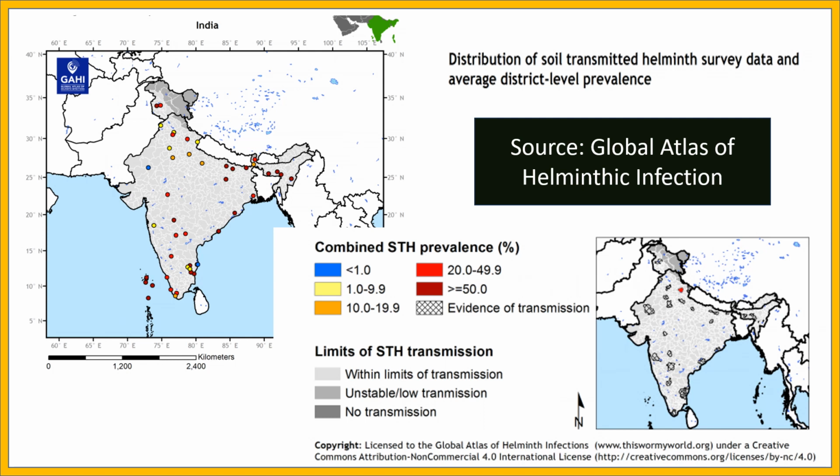Again, this is the distribution of the soil transmitted helminth survey data, and you can see the distribution here in India. The blue color, which is very less, you can see only two such distributions. And you can see the red color and the maroon color, which shows about 20 to 49.9, and more than 50%. So here you can see the distribution. Although it is sparsely distributed, this should be of concern.